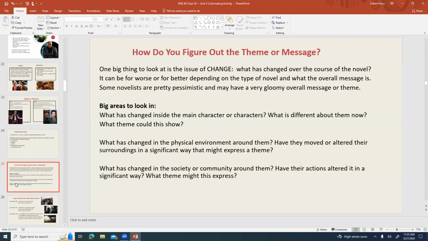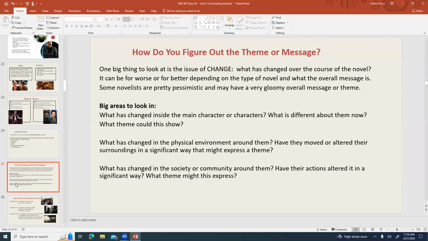Okay, so moving on, how do you figure out the theme or the message of an overall novel? One big thing to look at is the issue of change. Okay, what has changed over the course of the novel? It can be for worse or for better, depending on the type of novel and what the overall message is. Some novelists are pretty pessimistic and they may have a very gloomy overall message or theme, right? There's some authors I can't stand reading because they're so like, oh, life is horrible and everything is horrible, and I don't care to read that. But in this case, we kind of had to read this novel. What did you think of the overall theme?